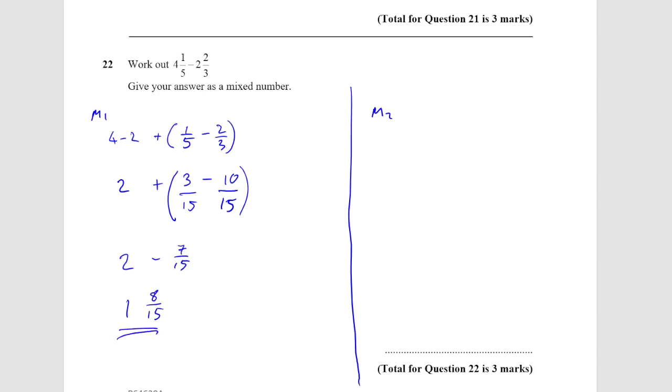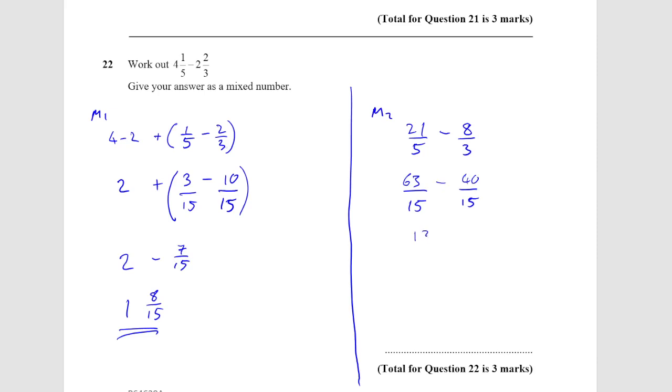My second one is to convert them both into improper fractions first of all. So that would be 4 times 5 is 20 plus 1 would be 21 over 5. And then 2 times 3 would be 6 plus 2 would be 8 over 3. Now we put them over the same denominator and multiplication gets a bit more complicated, but nothing too heavy. So if I times this one by 3, that would give me 63. If I times this one by 5, that would give me 40.